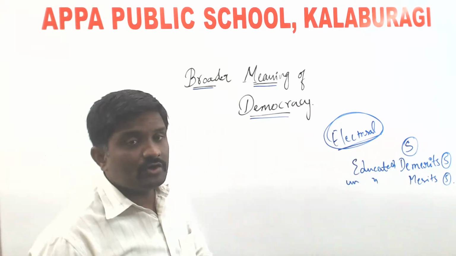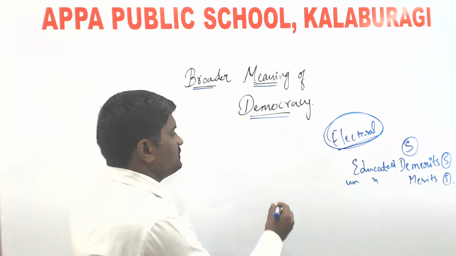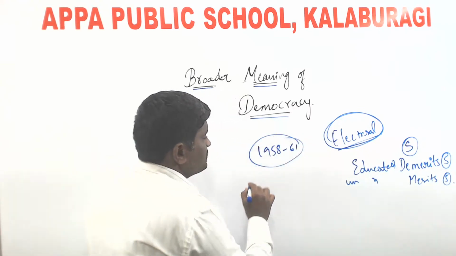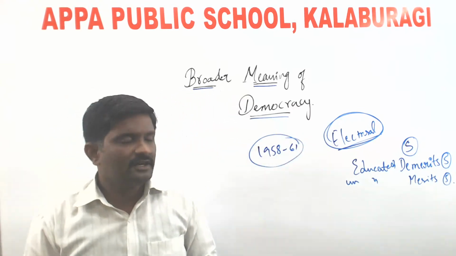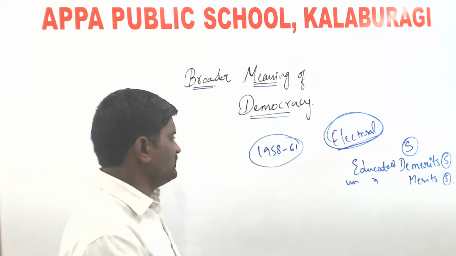The next, arguments for democracy. See here, the first: the years between, as I told you, the years between 1958 and 1961, a severe drought took place in China.